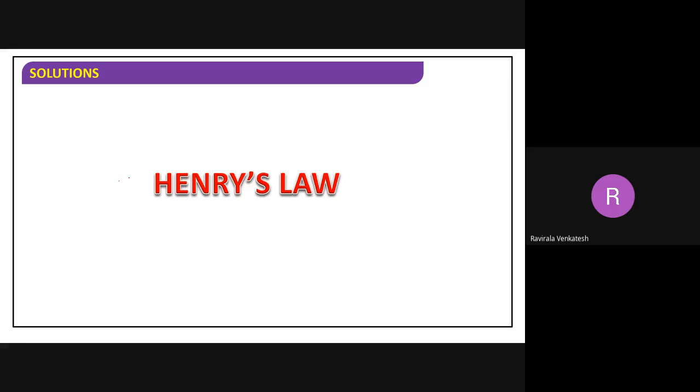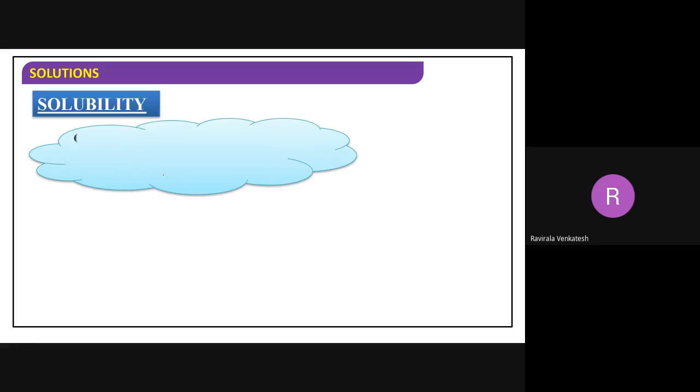Next, we will see the famous law called Henry's law. This is very, very important from the examination point of view. Henry's law is very, very important for us, in terms of statement, formula and problems. You have many problems. In Henry's law, 3 to 4 problems are there. Let me discuss Henry's law now.